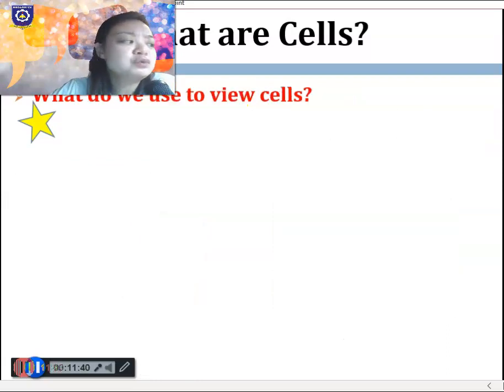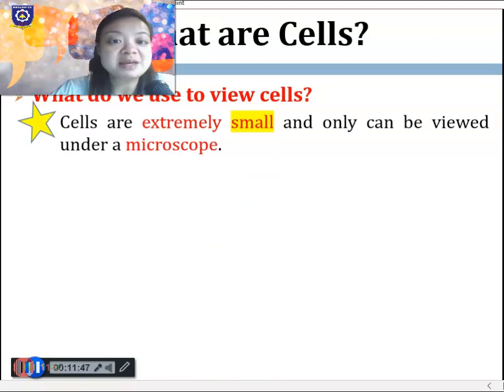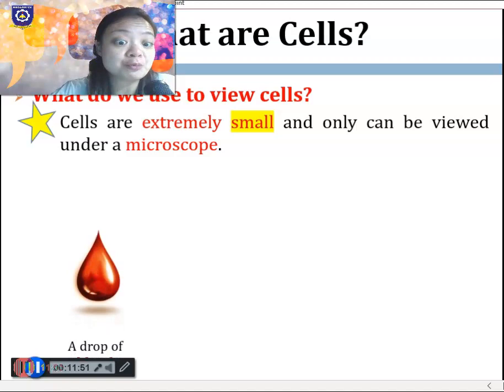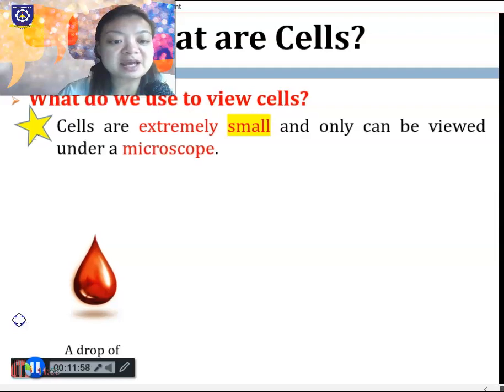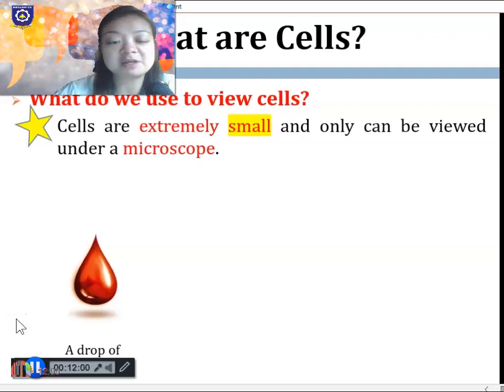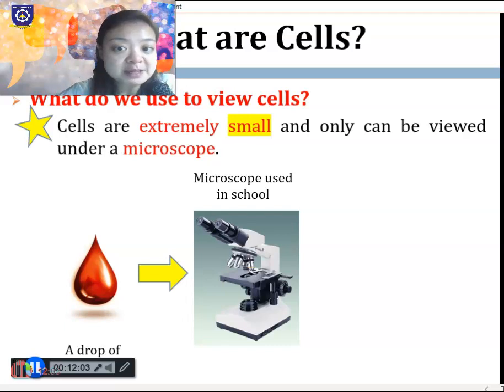So what do we use to view cells? Now, cells are actually very small. They are microscopic. So from the word microscopic, you will know that they are so small that you will require the use of a microscope. Now, a drop of blood basically has many cells, millions of cells. And this is what you will use in school when we find some time during the week to bring you to the practical lab, to make use of a microscope.